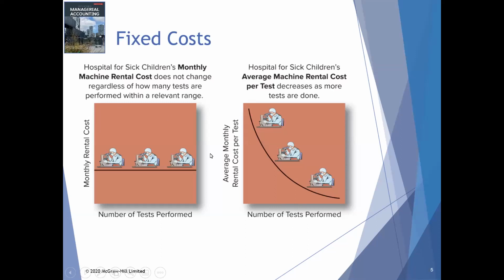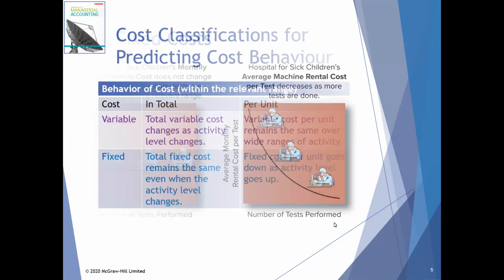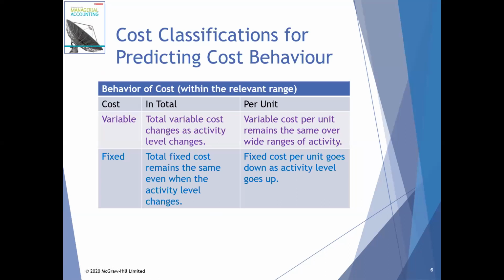So this is the fixed cost. Ultimately, we can say the fixed cost will remain the same irrespective of the number of tests performed. But on the other side, the average monthly rental cost will decrease if the number of tests performed increases. Now, fixed cost and variable cost. We have discussed this.